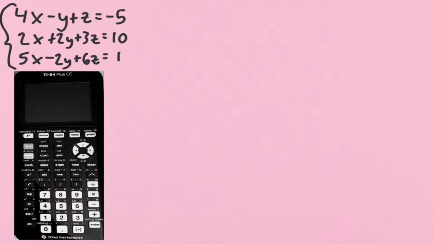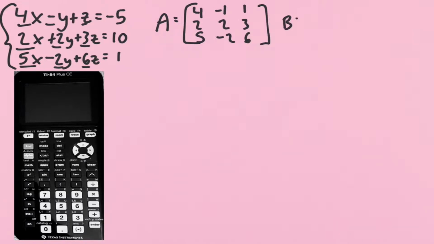We're going to solve a system of equations by plugging matrices into the calculator. There's two different ways of doing this, so I'm going to show you both ways. The first way is very similar to what we were doing by hand. So we want to find matrix A, which is all of your coefficients, all the numbers in front of the variables on the left side: 4, -1, 1, 2, 2, 3. And matrix B is the numbers on the other side of the equal sign.